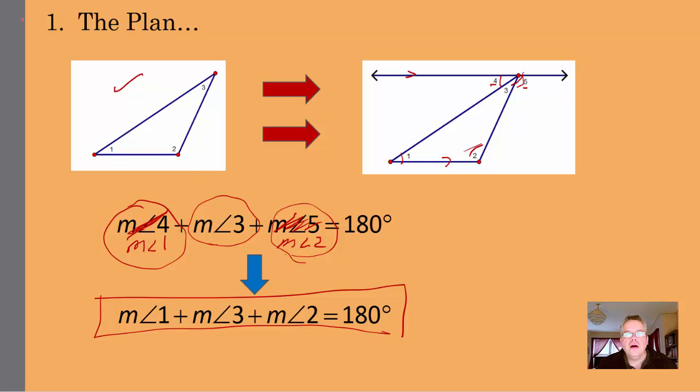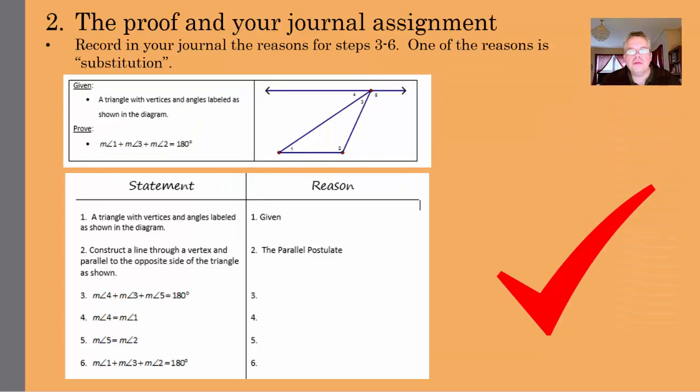Okay, now we're already at the journal assignment. So your assignment for this video is to complete the reasons and kind of go through the steps. So now we're writing it down step by step, what we just went over in our plan. So we're given a triangle, and it's the same triangle in the previous diagram, and my diagram already shows the parallel line drawn. We want to prove that the measure of angle 1 plus the measure of angle 3 plus the measure of angle 2 equals 180. Those are the angles of the triangle.